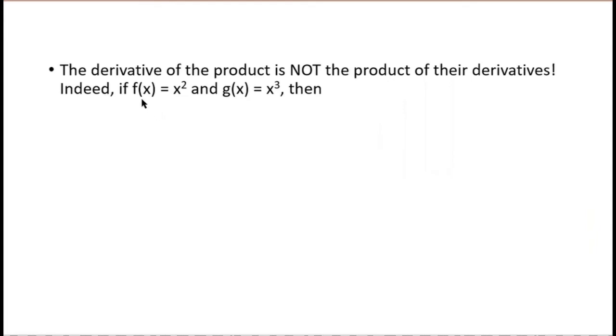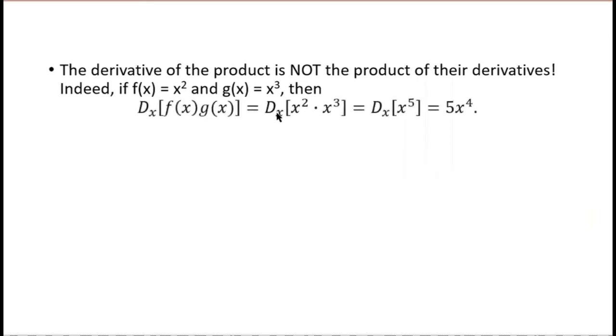Indeed, if we have f of x equals to x squared and g of x is equals to x cubed, then let's say we're going to find the derivative of the product of the two functions. So x squared and x cubed. So we have the derivative of x squared times x cubed, and it will become the derivative of x to the 5. And the derivative of x to the 5 is 5x to the 4.